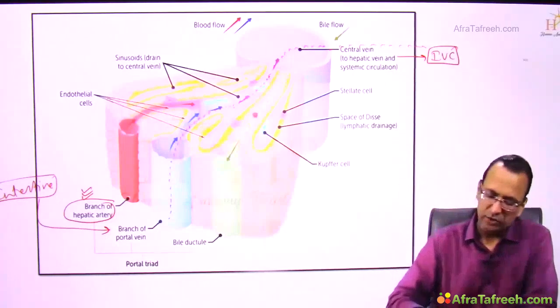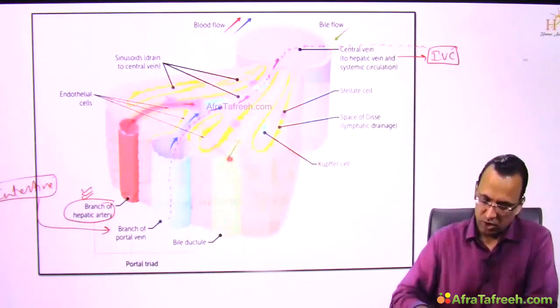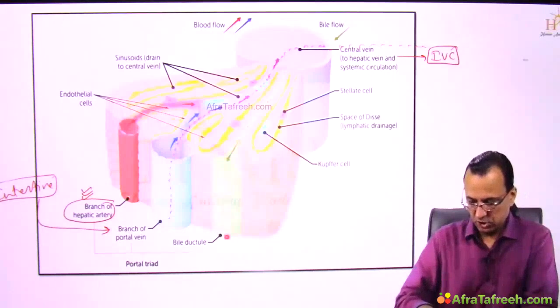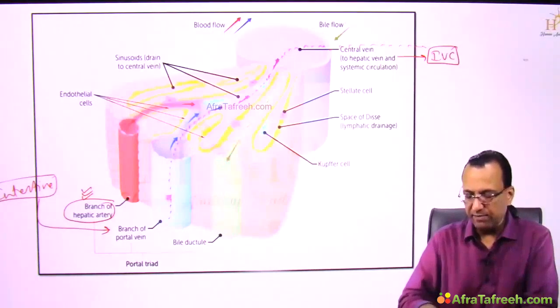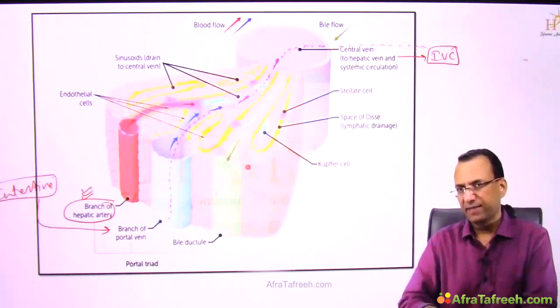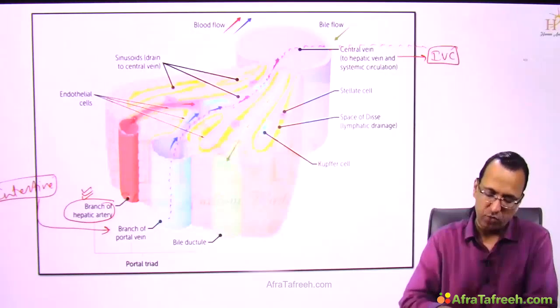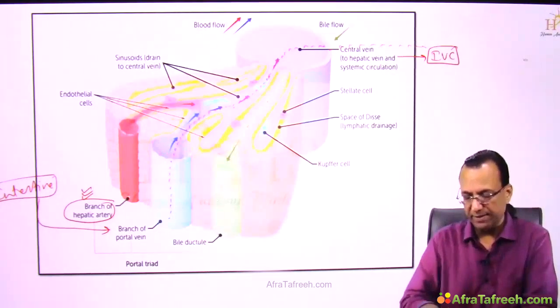Now, when the hepatocytes are forming bile, the bile will go into the bile duct. So this is the DAV structure. D for duct, the bile duct. A for artery, the hepatic artery. V for vein, the portal vein. This is the portal triad.